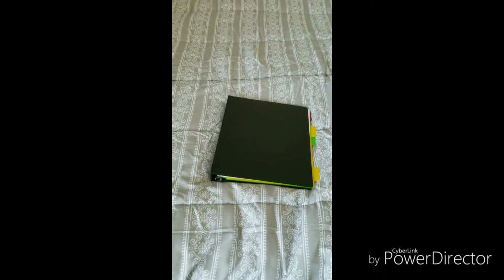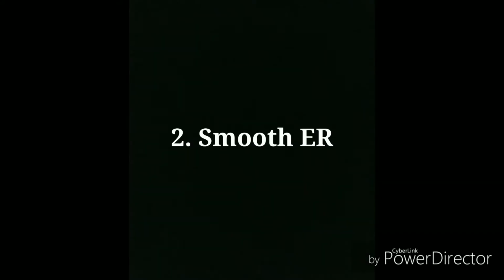First, we have the nucleus. This binder is the nucleus of the cell. It contains all of my information and is the control center of what I do through my day. It contains chromosomes, which house DNA. In this case, the papers inside the binder would be the chromosomes. And that's it for the nucleus.